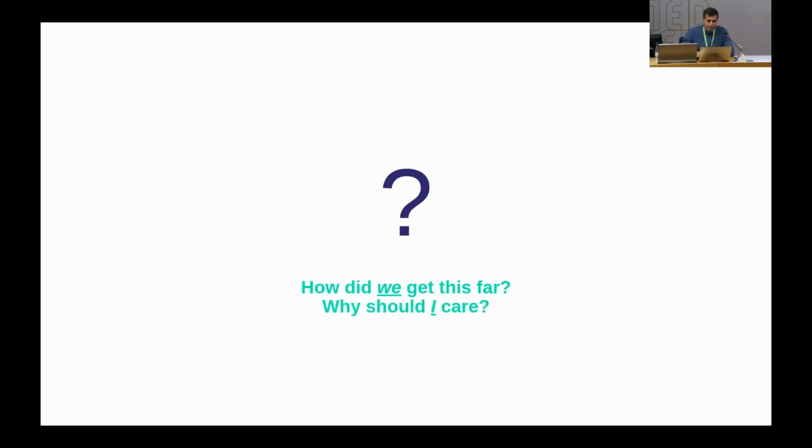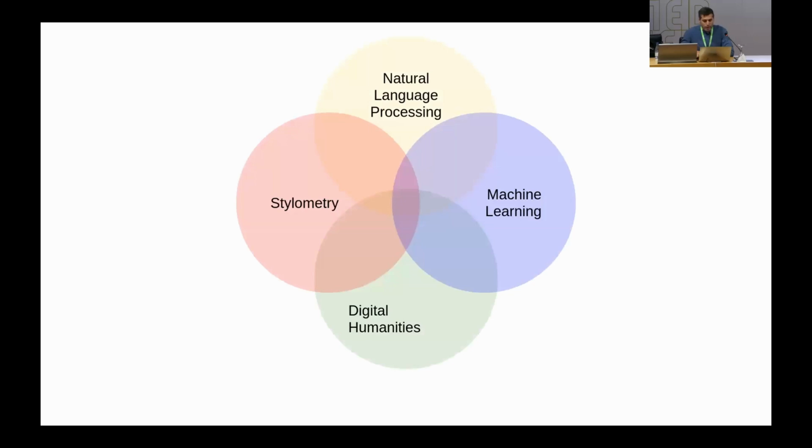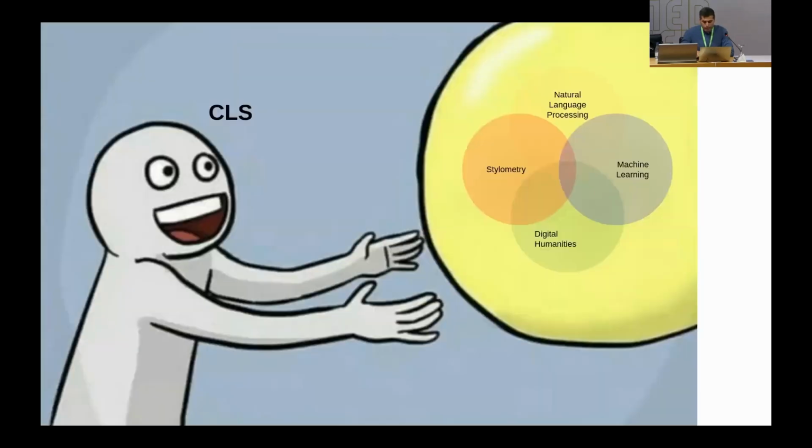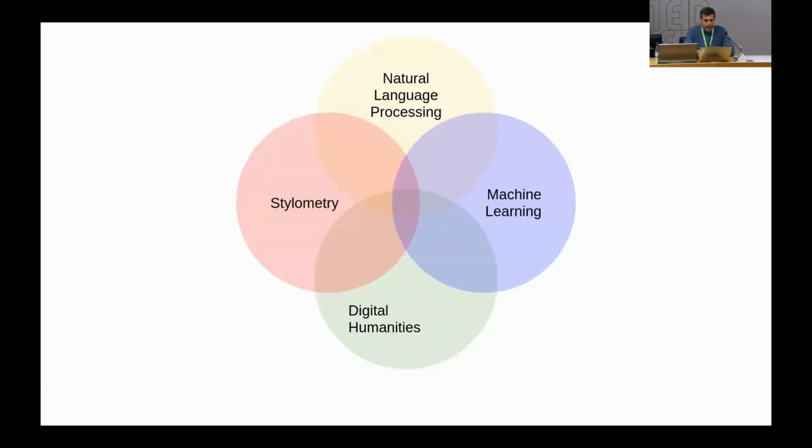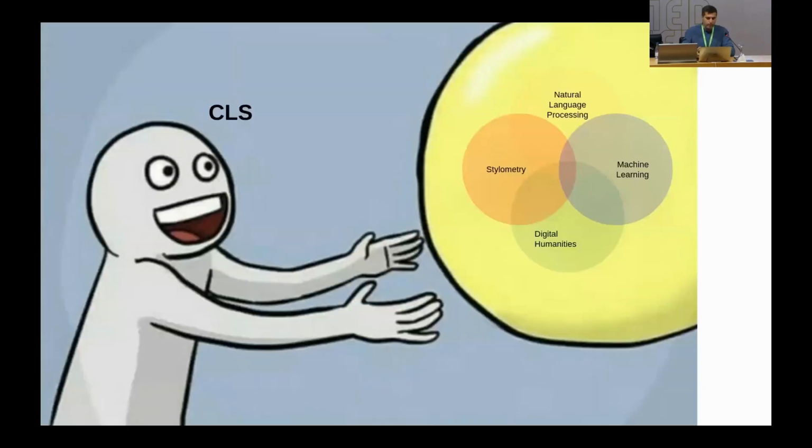And more importantly, why should I care about all of these models, right? So I tend to see computational literary studies, or at least the field I work in, as a mix and intertwining of different fields. There is natural language processing, there is machine learning, there is stylometry, and then a little bit of digital humanities, right? So I like to picture myself like, okay, this is what I want to do. This is really fun to do as well.